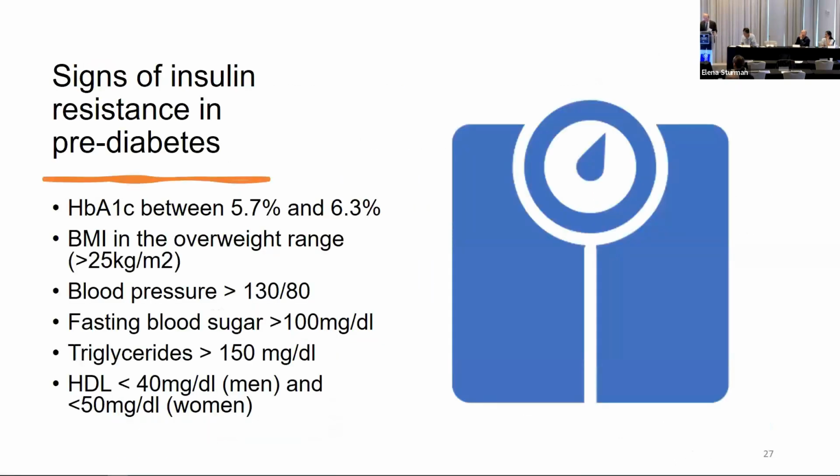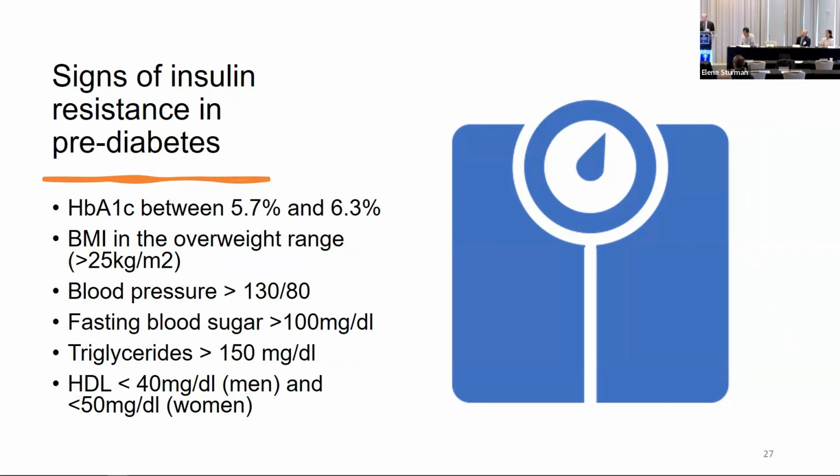So what are some of the signs of insulin resistance in pre-diabetics? This is hemoglobin A1C between 5.7 and 6.3, BMI in the overweight range, blood pressure greater than 130 over 80, fasting blood sugar greater than 100 milligrams per deciliter, triglycerides greater than 150 milligrams per deciliter, and HDL less than 40 milligrams per deciliter in men, and less than 50 milligrams per deciliter in women.